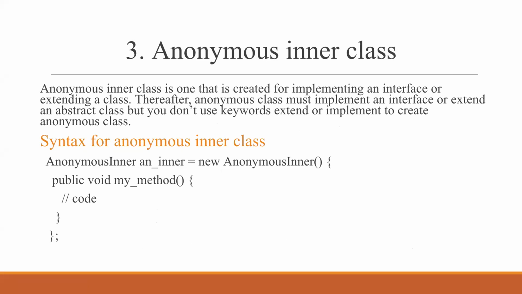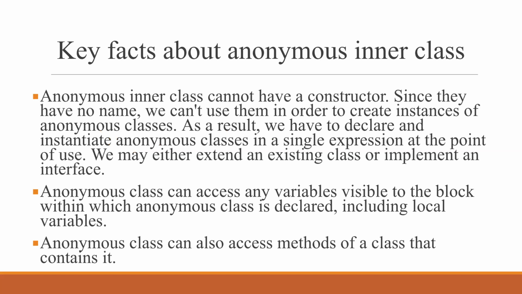Let this syntax sink into your head before we proceed to look at an example. So, key facts about anonymous inner classes. Anonymous inner classes cannot have a constructor. Why? Because anonymous inner classes do not have names, but we use an abstract class or interface to create them. So we cannot use a constructor to create instances of anonymous classes. As a result, we have to declare and instantiate anonymous classes in a single expression at the point of use.